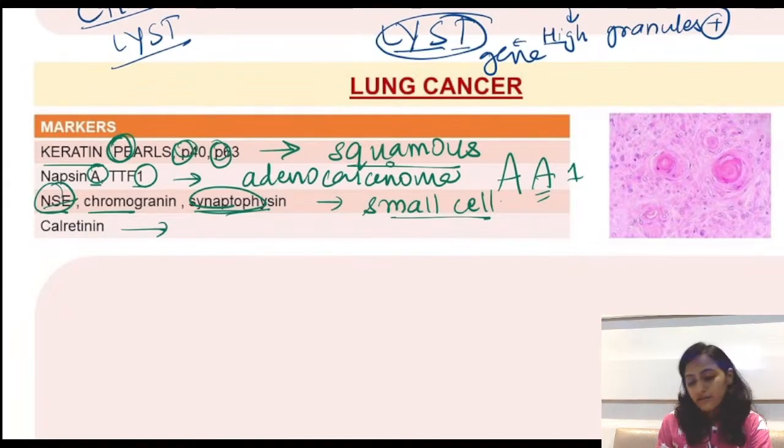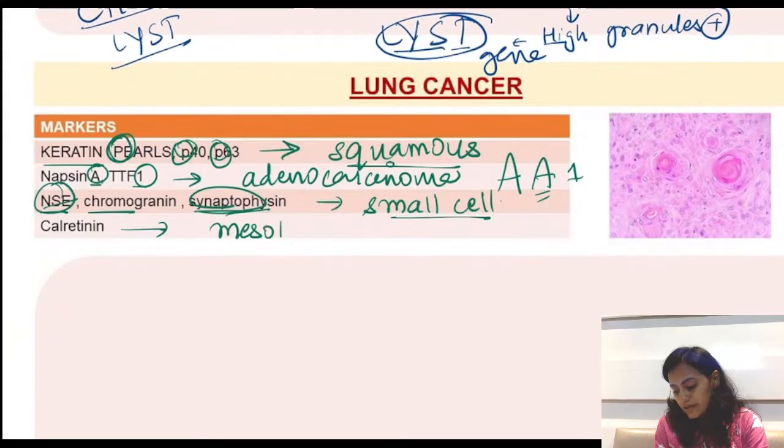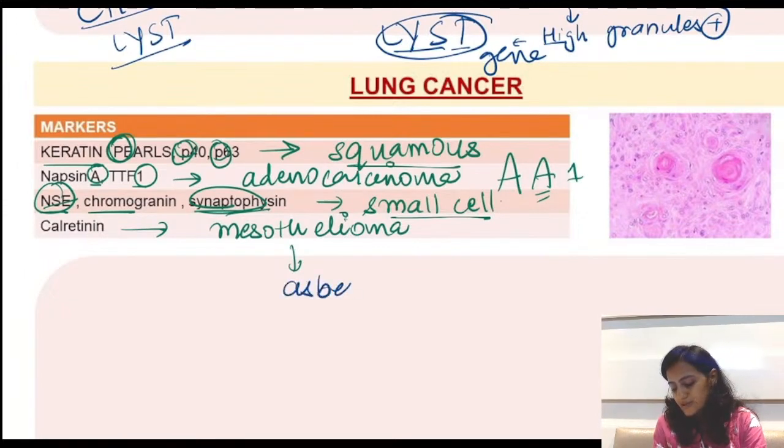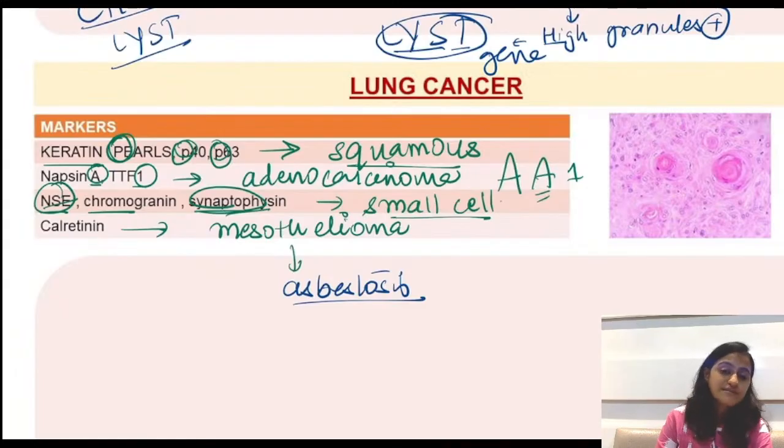Calretinin is a marker for mesothelioma. Mesothelioma is a tumor associated with which occupational lung disease? It is associated with asbestosis.